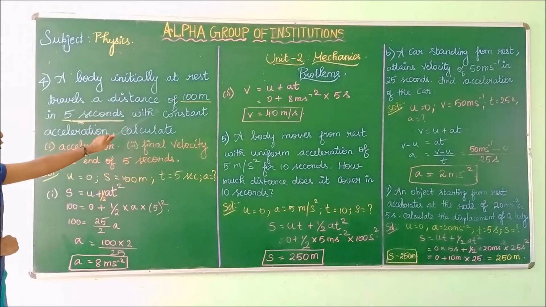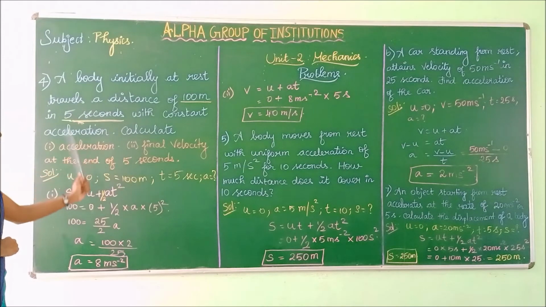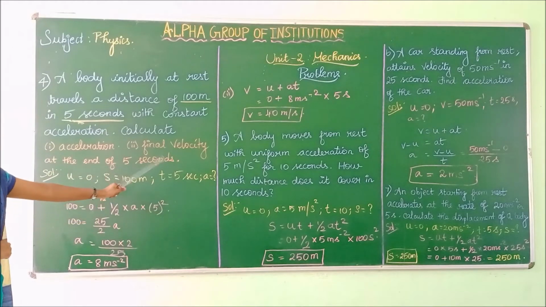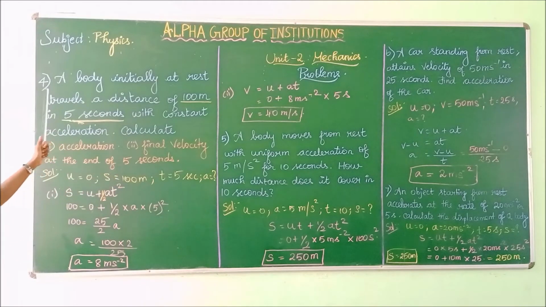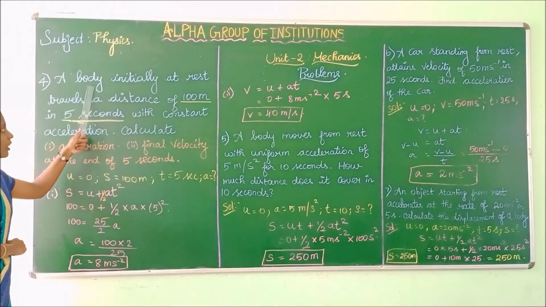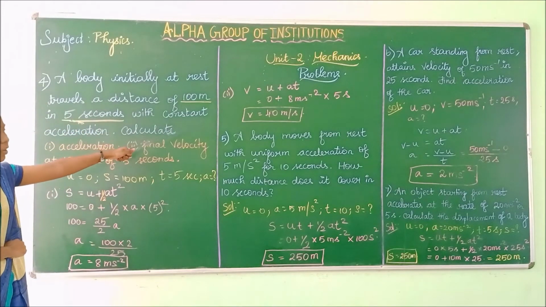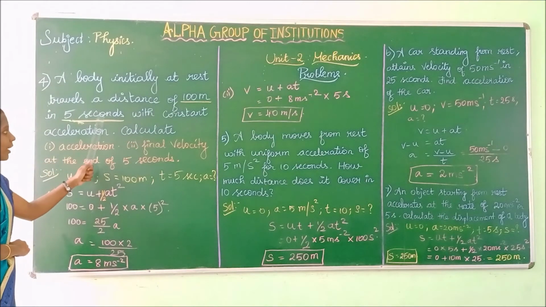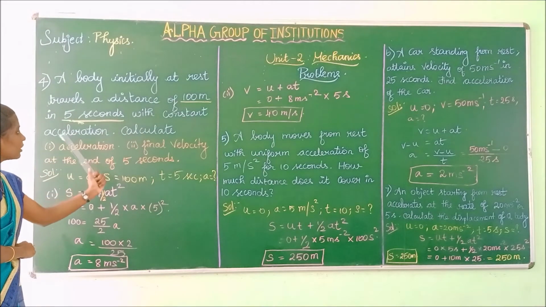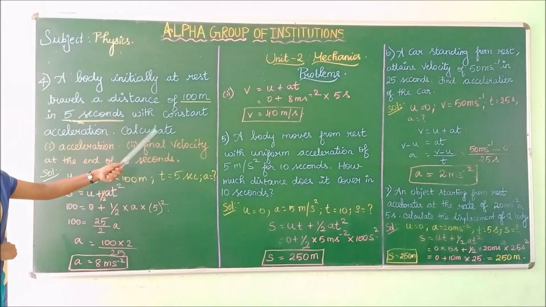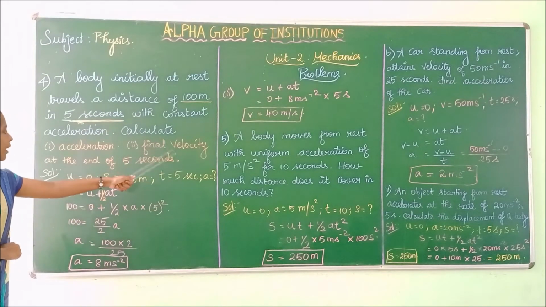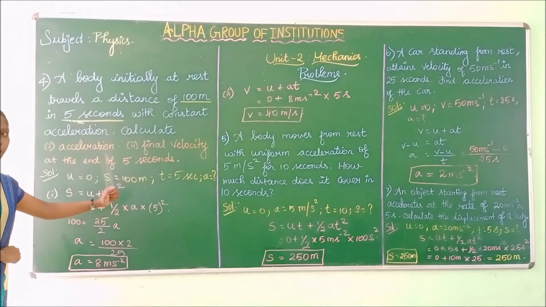A body initially at rest travels a distance of 100 meters in 5 seconds with constant acceleration. Calculate the acceleration and the final velocity at the end of 5 seconds. Okay, I'll read the question again. Listen carefully. A body initially at rest travels a distance of 100 meters in 5 seconds with constant acceleration. We have to calculate the acceleration and the final velocity at the end of 5 seconds.